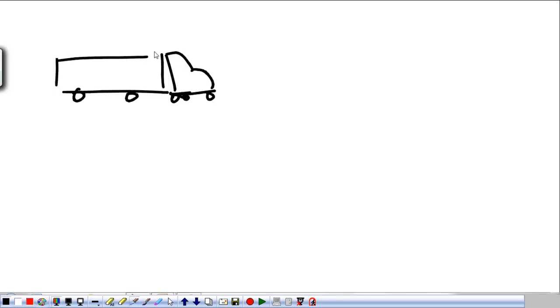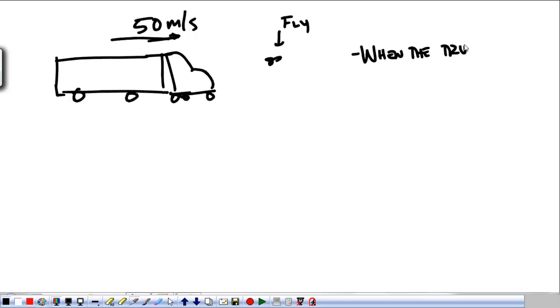So our easy example involves a big truck. It's a semi, driving down the road at, let's say, 50 meters per second. It might be dangerously fast, but that doesn't matter. And the truck is driving towards a fly that's hovering in place. So, when the truck hits the fly, who experiences the greater force?